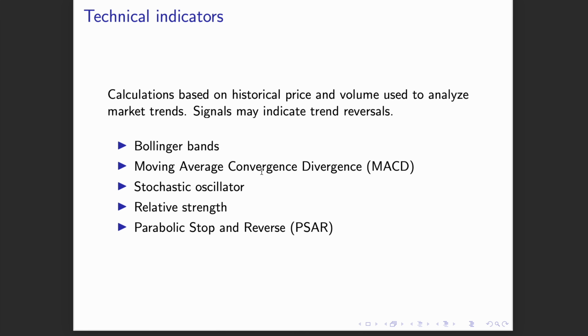So if you're not familiar with technical indicators, this video is not to go in depth about them, but they're essentially calculations based on historical prices and volume used to analyze market trends. Signals may indicate a trend reversal. Actually, we have three different kinds of indicators: trend reversal indicators, momentum indicators, and volatility indicators. So they're all described below. There are five of them that I compute and use and plot.